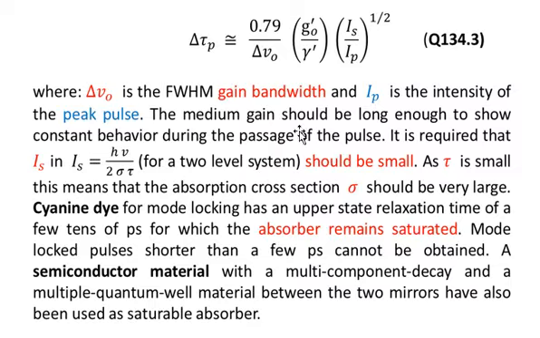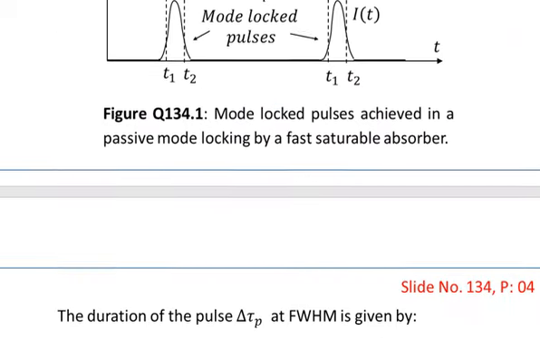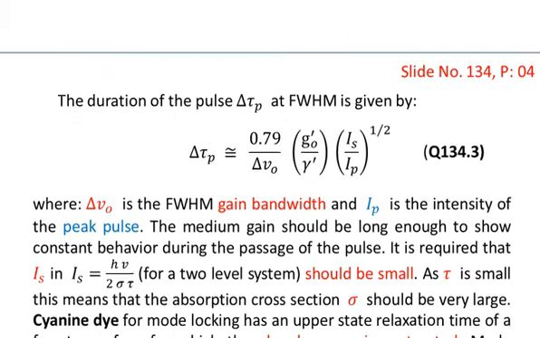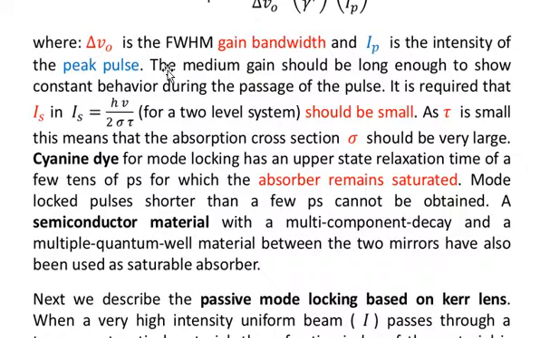The medium gain should be long enough to show constant behavior during the passage of the pulse. So you see that our gain medium should be long enough to show constant behavior during the passage of the pulse. You know that I have plotted the gain of the medium, which is 2 g naught prime, which is constant with time. So it is a very long process, so it remains constant.